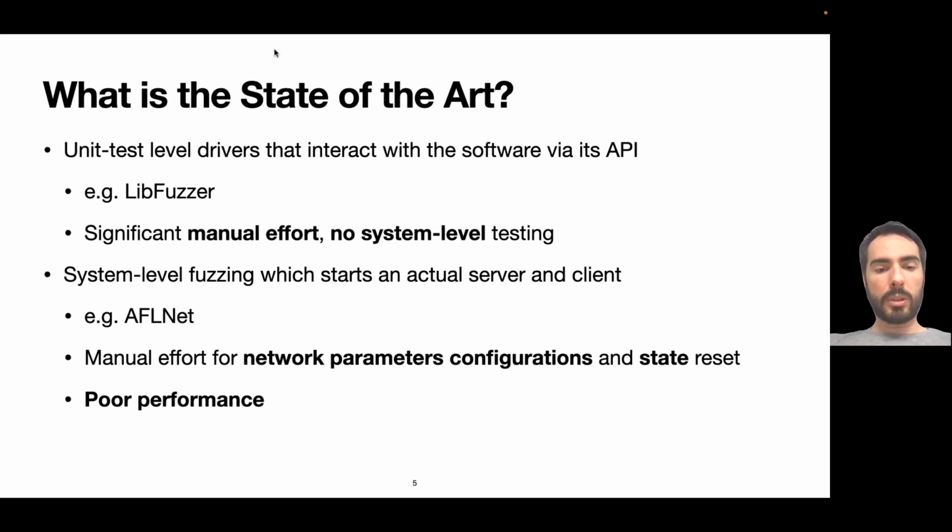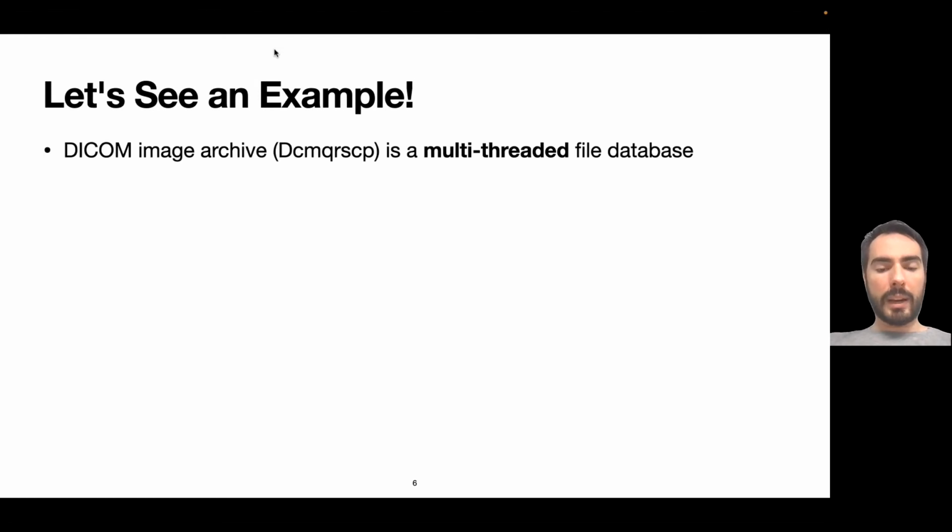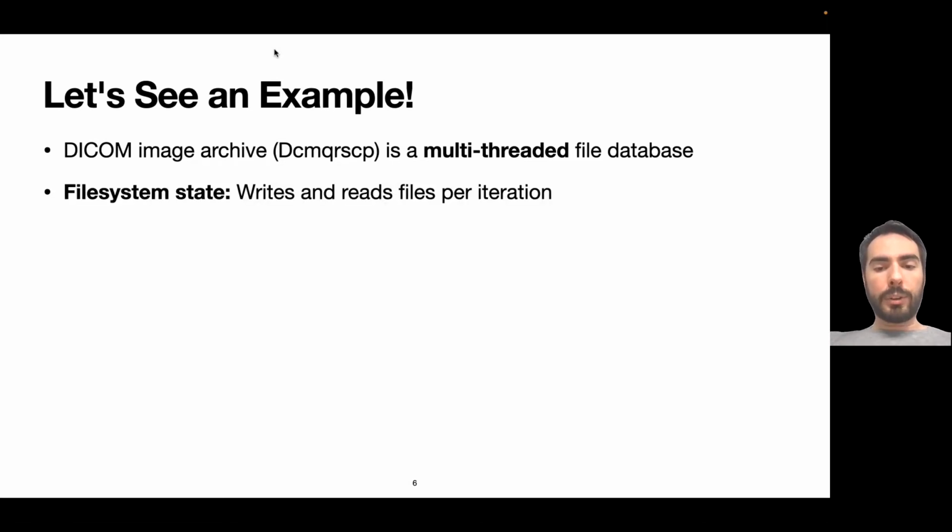The main issues this method faces are, firstly, how do we reset the environment? And secondly, how do we configure our network parameters with respect to send and receive delays? To make things more clear, let's see an example from our artifact. The DICOM image archive server is a multi-threaded file database which has a stateful communication protocol. In order for this application to be fuzzed properly, for example with AFLnet, on every fuzzing iteration we need to delete any files the server writes, so there will be no interference.